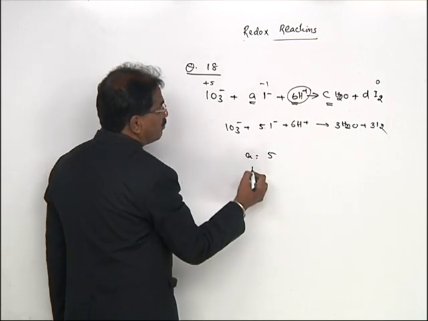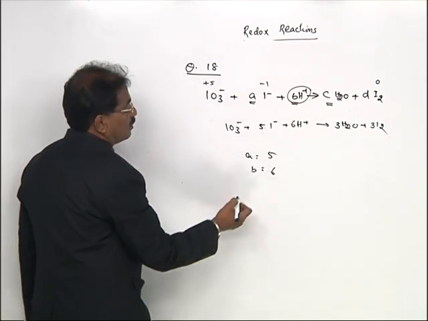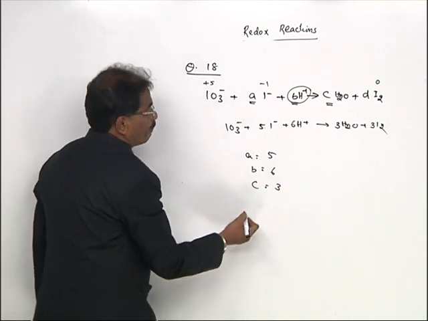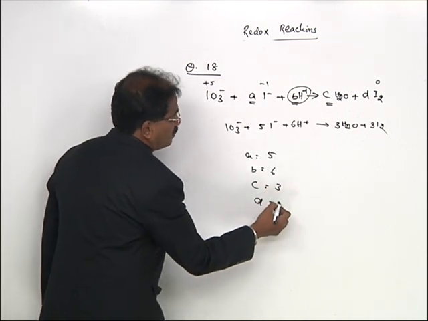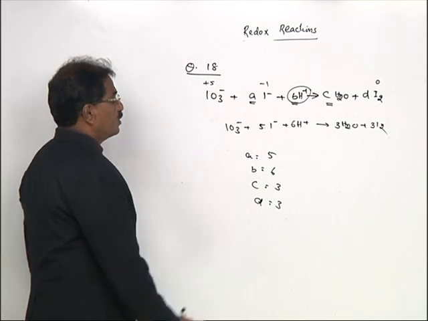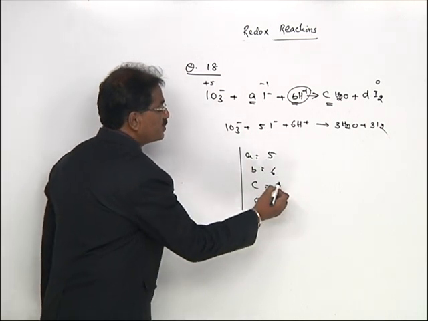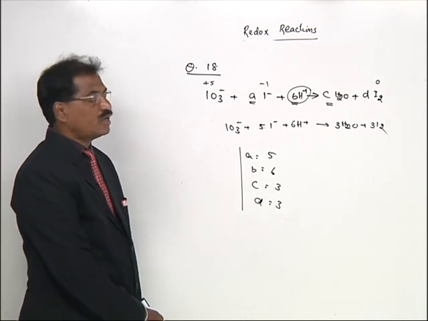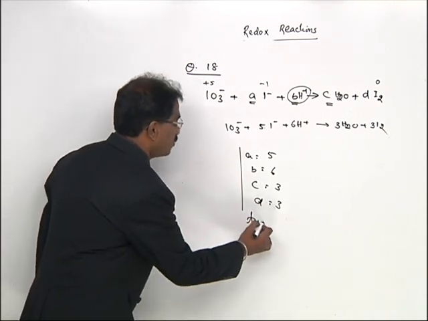Next B must be 6. Next C must be 3. Next D must be 3. So, A, B, C, D values are 5, 6, 3, 3. Now, therefore, identify the option where 5, 6, 3, 3 are shown. So, answer is 1.